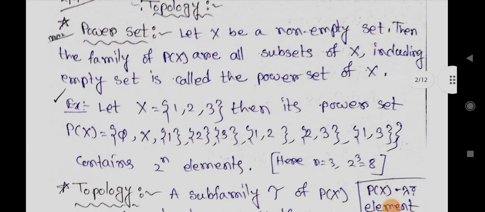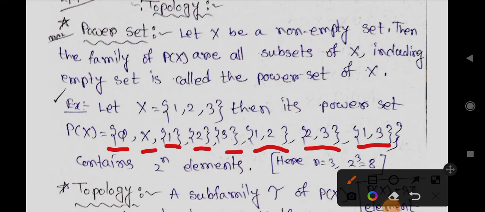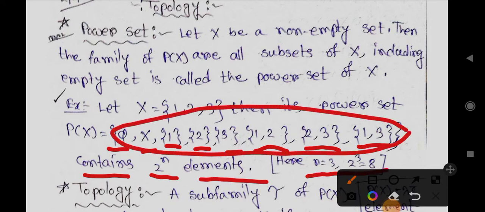Now see an example. Let X equal {1, 2, 3}, then its power set P(X) equals {phi, {1}, {2}, {3}, {1,2}, {2,3}, {1,3}, X}. It contains 2 to the power n elements. Here n is equal to 3, so 2 to the power 3 equals 8. Here there are a total of 8 elements.